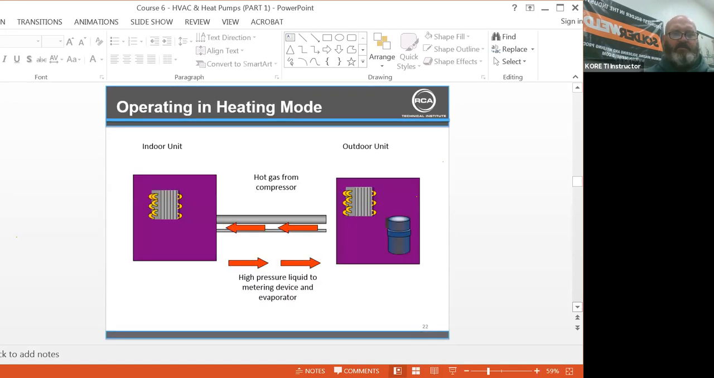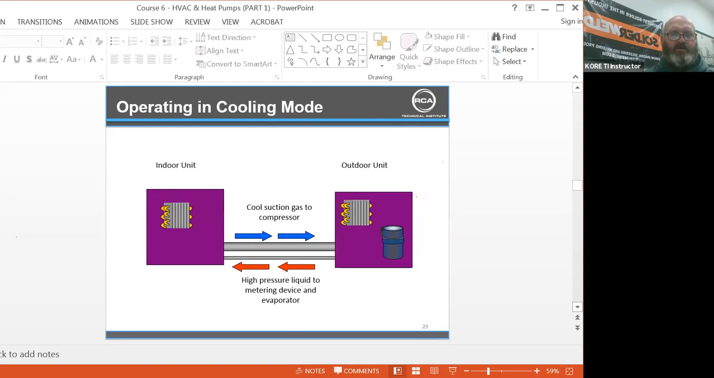Operating in a heating mode, you can look at this. High temperature liquid to the metering device to the evaporator. We saw that in the original, a little bit different picture. In a cooling mode, again, you can see the refrigeration cycle.